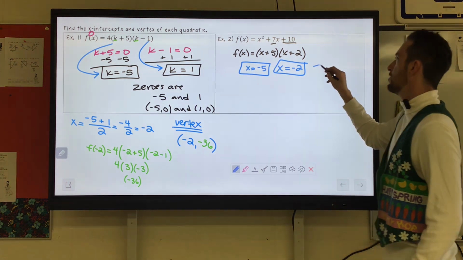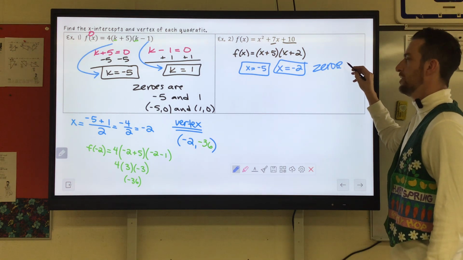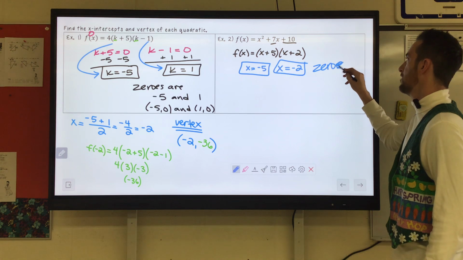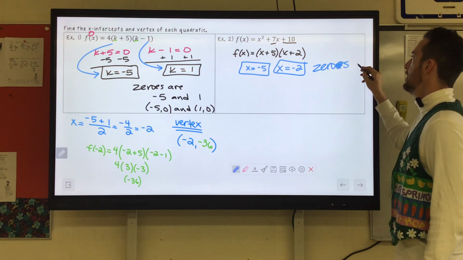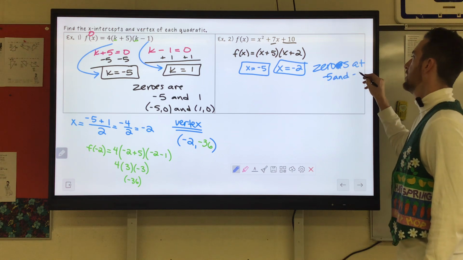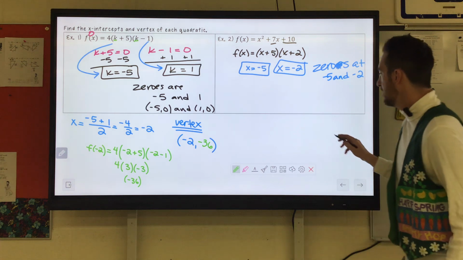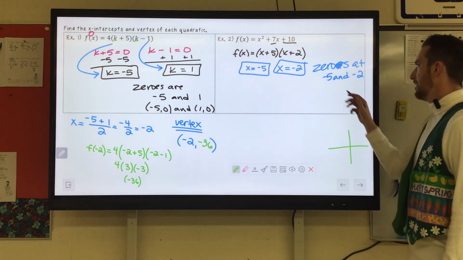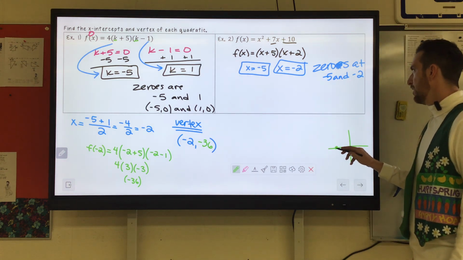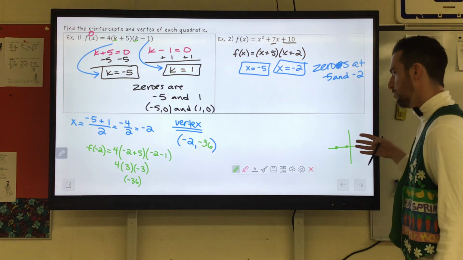So we're going to have zeros. I forget if there's an e or not on zeros. I don't think there is. Oops. So there's zeros at negative 5 and negative 2. Great. So if we were graphing, we could put an intersecting point at negative 5 and negative 2. And we would know that our parabola is going to cross through those points.